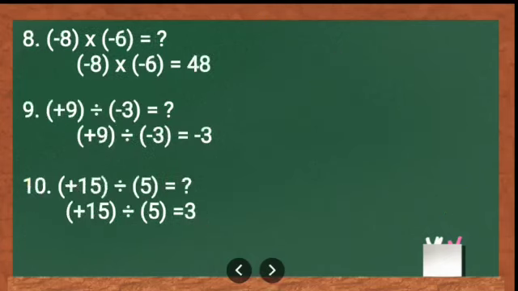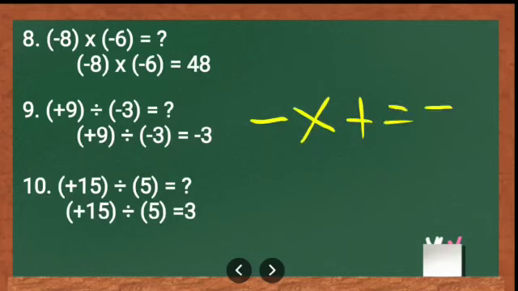And the next one, minus 8 multiplied by minus 6. Both the numbers are negative integers. So 8 6s are 48. Minus into minus will become plus. So the answer is plus 48. And the ninth one is plus 9 divided by minus 3. If you divide 9 by 3, then the answer will be 3. And it consists of one positive integer and one negative integer. Then the answer will be minus. As I told you before, minus into plus will become minus.